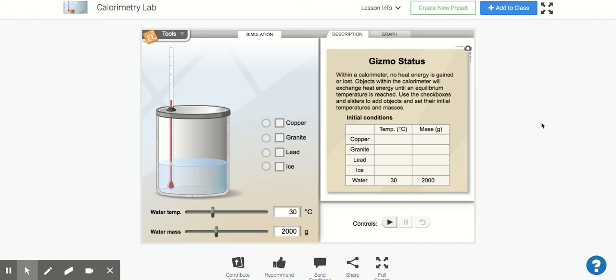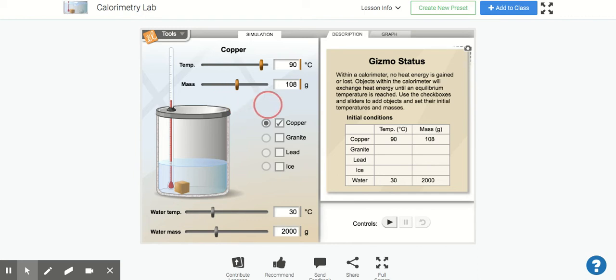So I'm here looking at this gizmo. I'm going to actually do the thermal energy lab to show you how it works. So you're going to decide which object you want to be looking at. I think I'm going to choose copper as my object, and you can set a bunch of different parameters.